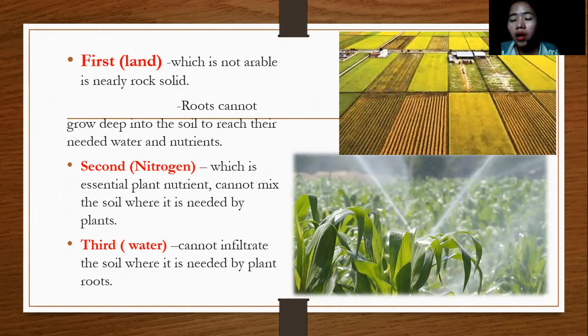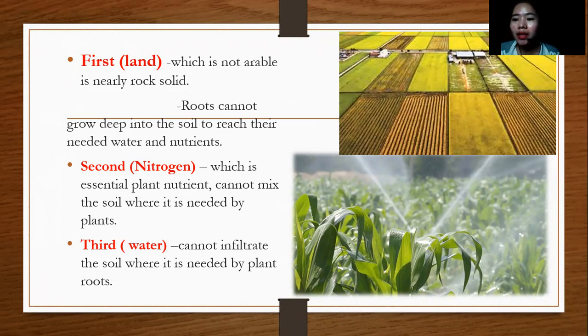So pag mabato ang iyong crop area, hindi talaga niya kumbaga, dili siya makapenetrate og ayo ang mga ugat ng mga tanim. So second, nitrogen. So it is the most essential plant nutrient.